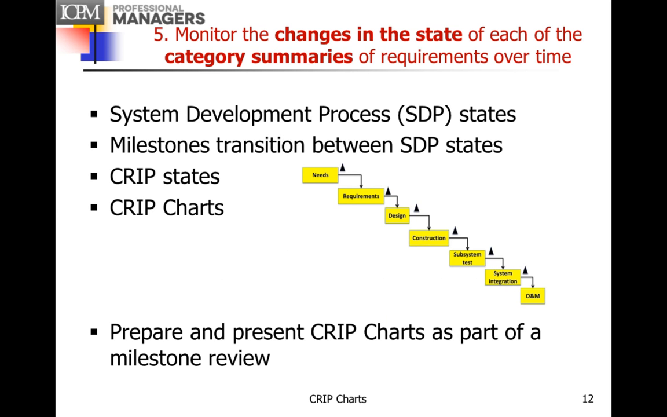And then we monitor the change in the state of each of the category summaries of the requirements over time. And these are the system development process states, and you can see here I've summarized them in the Gantt chart, waterfall view: needs, requirements, design, construction, and so on. And then there are milestones that transition between the states of the system development process. And then we have CRIP states and CRIP charts, and what we do is prepare and present CRIP charts as part of a milestone review. And so let me go through each of these things briefly.